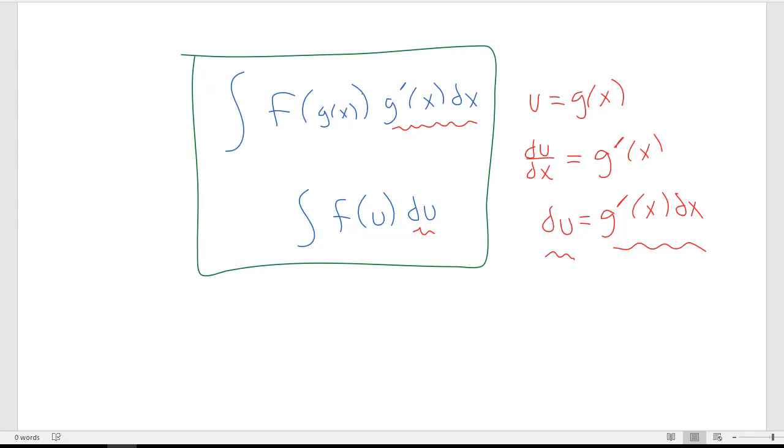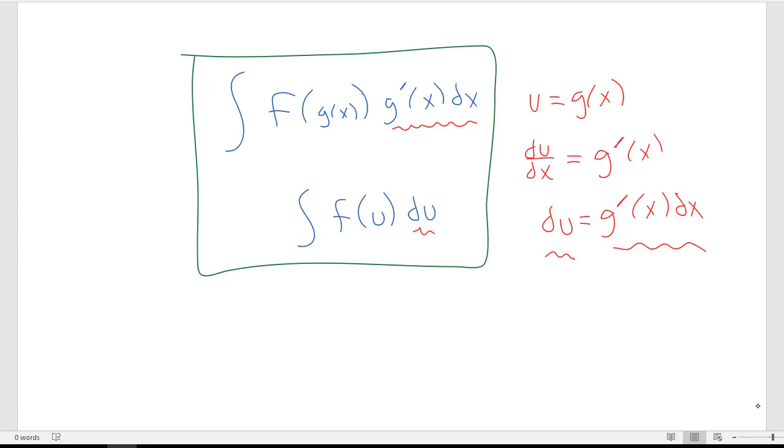The other thing I want to point out as part of our strategy is that when we let u be the inside of this composition, in order for this technique to work, we need the derivative of the inside to appear as a factor with the f function. Notice that when I let u equal g, here's its derivative, g prime. If I'm going to let u equal g and I don't have the derivative g prime elsewhere in the integral, this technique won't work.